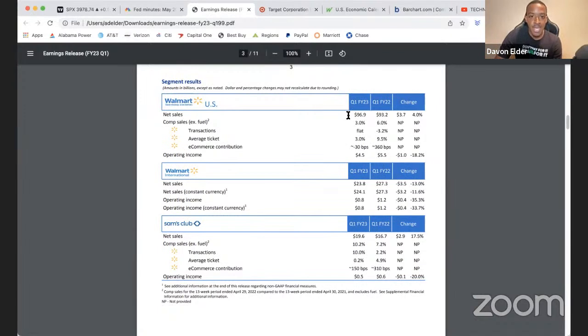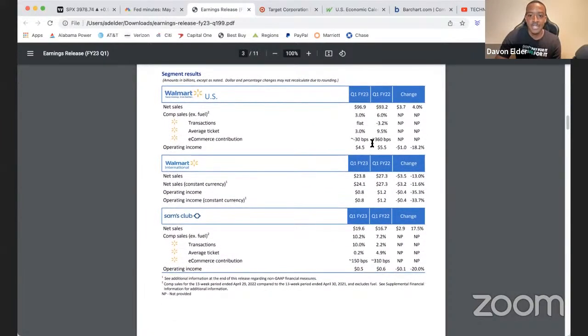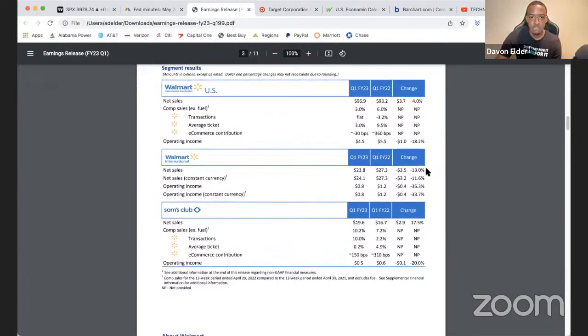Okay, so in the United States, last year, Walmart had $93.2 billion in net sales. And in this previous fiscal year, Q1, Walmart had 96.9 billion in sales. So that was a 4% increase in sales. Okay, so that's good. The problem is that the operating income is down 1 billion year over year. So it's down negative 18.2%.